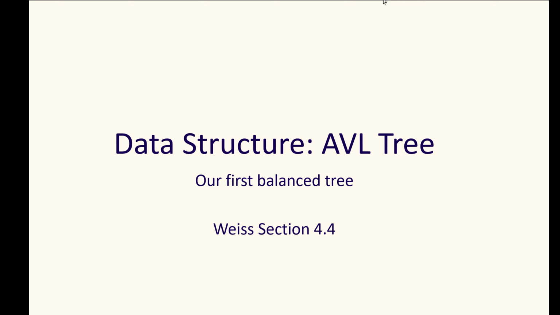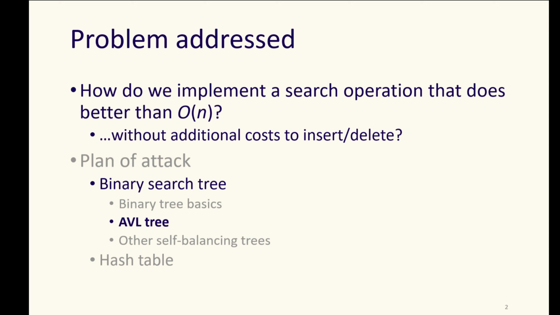When we looked at binary trees before, we acknowledged that they can get very good performance if they're balanced, but that balancing is a challenging task. Now it's time to take that on a little bit. So our main goal, if you think back to it, is to implement a search operation that does better than O of n, but doesn't take additional costs to insert or delete.